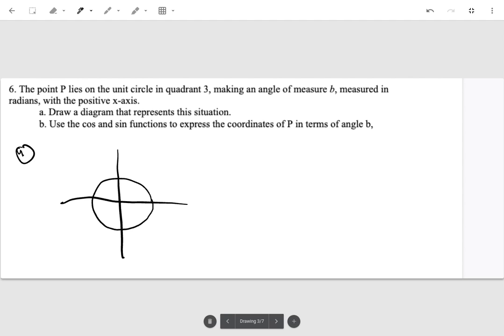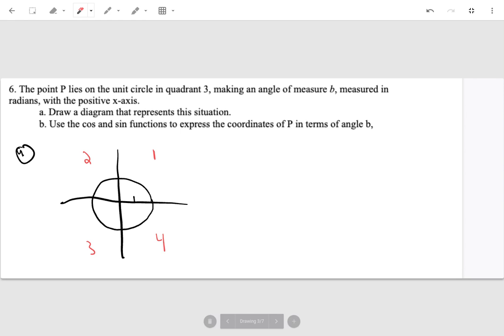So we're going to draw a unit circle here. Remember, that means it has a radius of 1. And the angle that we want is in quadrant 3. So if you forgot, it goes counterclockwise. This is quadrant 1, quadrant 2, quadrant 3, and quadrant 4. So they're saying that the point P is on the unit circle in quadrant 3.